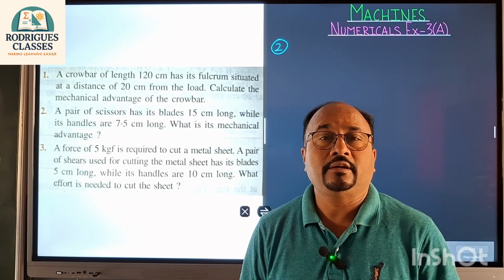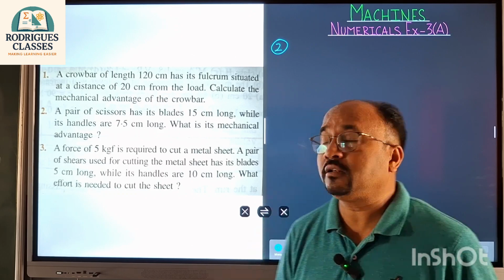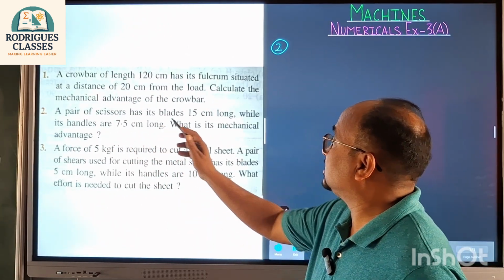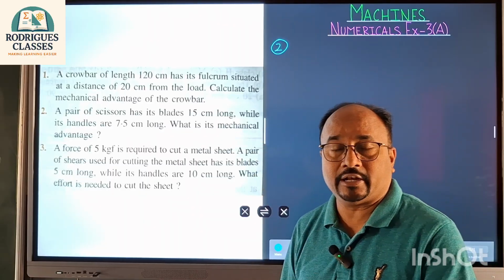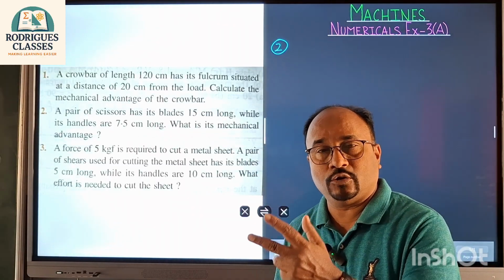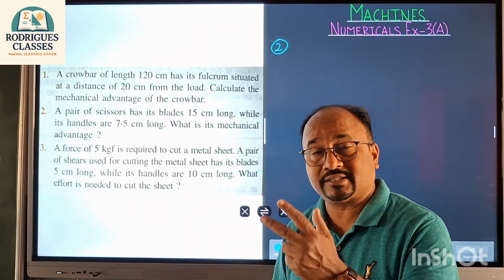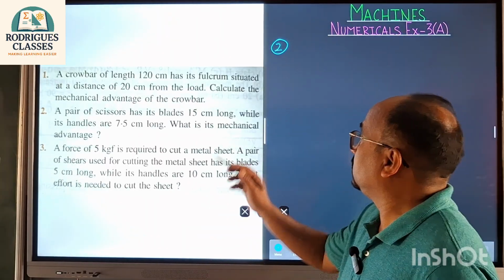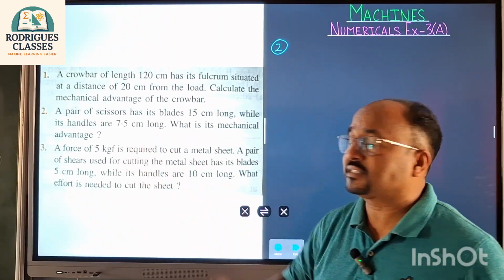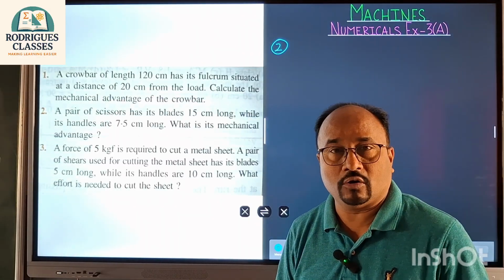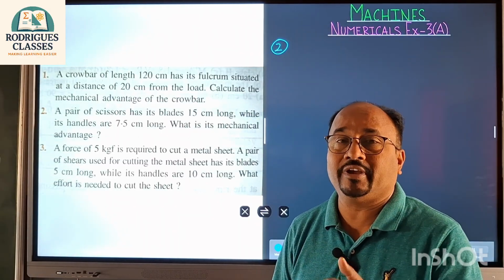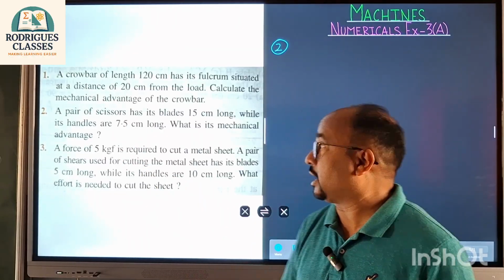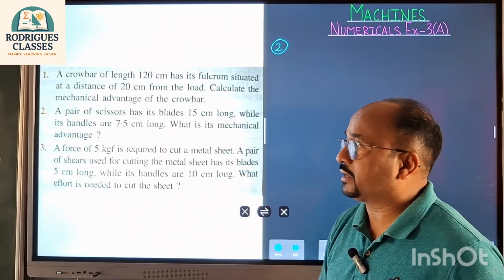Now let us take a look at the second numerical, which says a pair of scissors has its blades 15 centimeter long. So it is the blade where the load, the thing to be cut, is kept. So the blade length will become the load arm, while its handles are 7.5 centimeter long. So it is the handle from where we apply the effort. So the length of the handle will become the effort arm. What is its mechanical advantage?